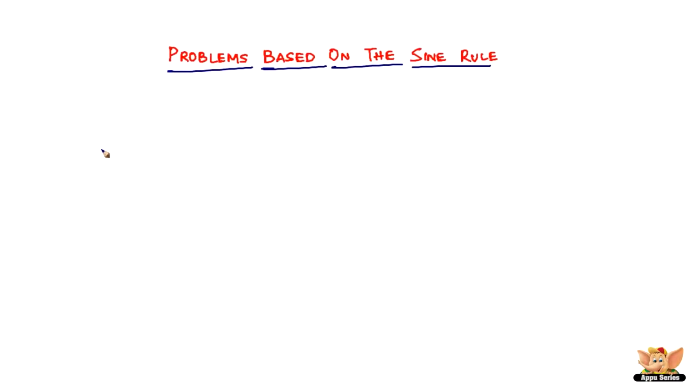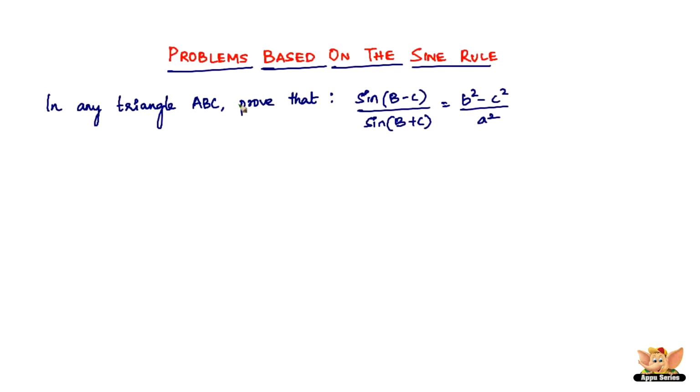In this video, let us continue to solve more problems based on the sine rule. Alright, so here is a problem which reads like this. It says, in any triangle ABC, prove that sine of b minus c divided by sine of b plus c equals b square minus c square divided by a square.